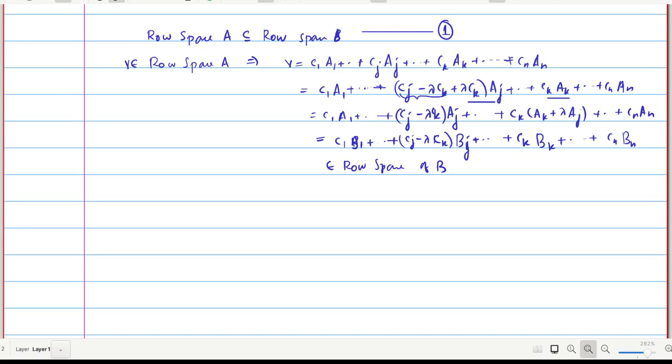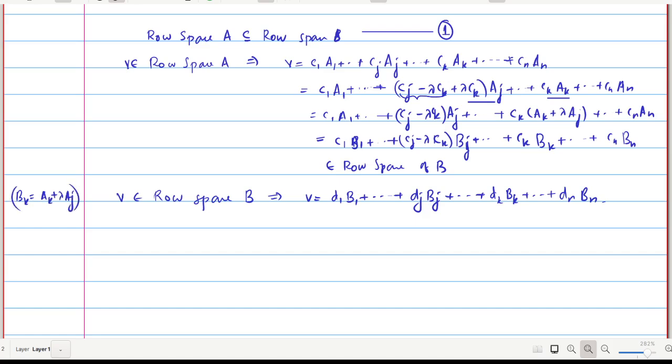For the other inclusion, we start with V belongs to the row space of B. Then that can be expressed as a linear combination of the rows of B, that is V takes the form D1 times B1 plus etc., Dj times Bj plus etc., Dk times Bk plus etc., Dn times Bn. And we have assumed that Bk is obtained by Ak plus lambda times Aj. So we replace this in this equation.